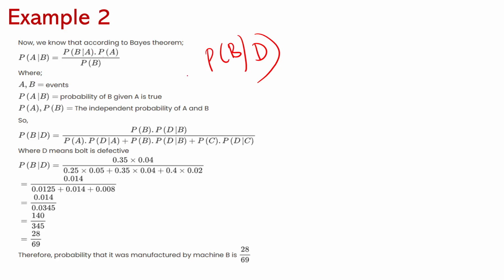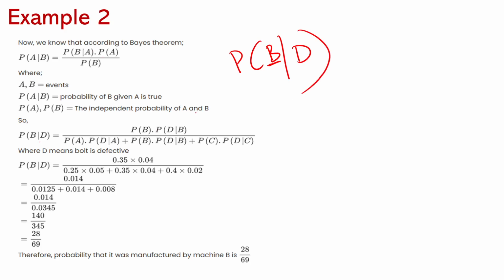So by using the law of total probability we apply here P of B given D equals P of B into P of D given B divided by the summation of all 3, the total probability here. Okay, so I am applying Bayes theorem here. That's what our question is. The question is, when you randomly draw one bolt, what is the probability that the defective bolt is from B? So I have to find the probability of B given that it is defective.